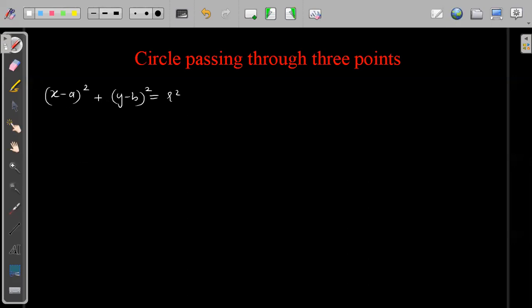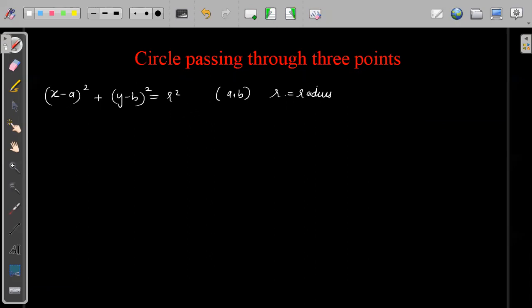Any circle whose center and radius are given, we can find the equation of the circle. So (a, b) is the center and r is the radius.